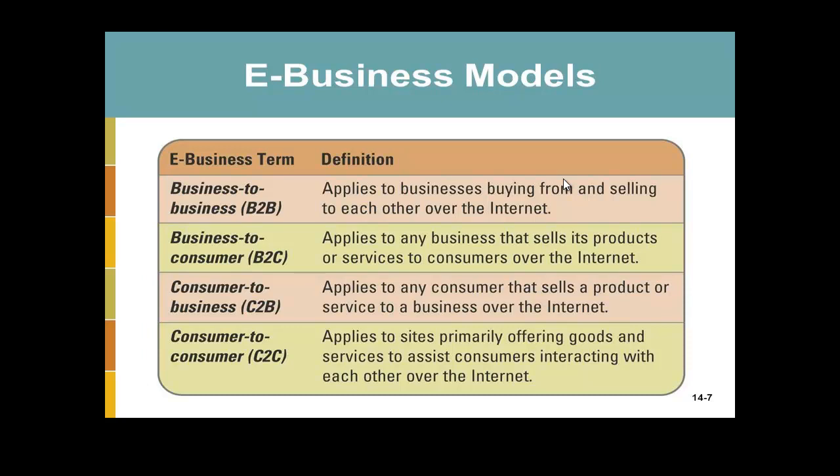C2C applies to sites primarily offering goods and services to assist customers interacting with each other over the internet. That'd be eBay, me selling something to somebody else over the internet, a Craigslist type of thing, right? So these are these e-business models.